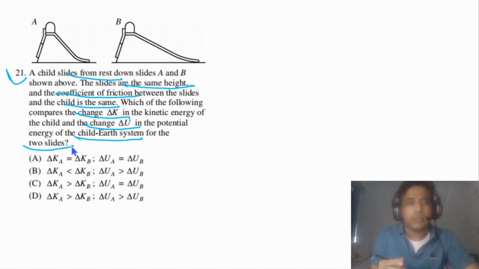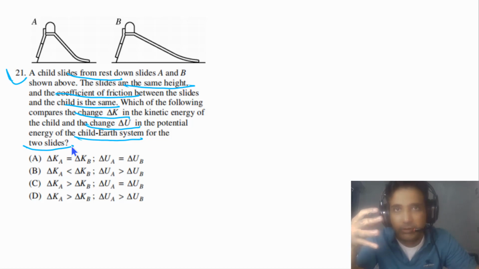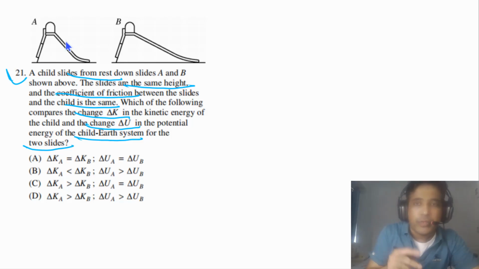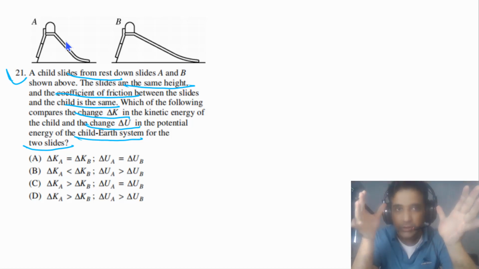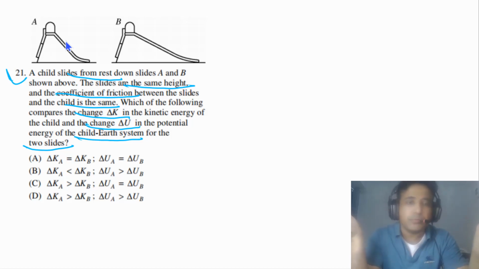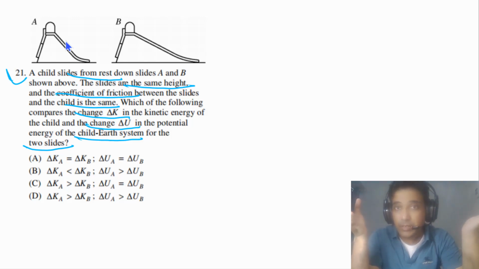This question is simply based on conservation of energy. If your concept of conservation of energy is clear, we can answer this question easily. In this case, first of all, they have the same height. It means they have the same change in potential energy. So if work done by friction is greater, the change in kinetic energy will be lower. If the work done by friction is smaller, the change in kinetic energy will be greater. So simply we can answer this question like this.